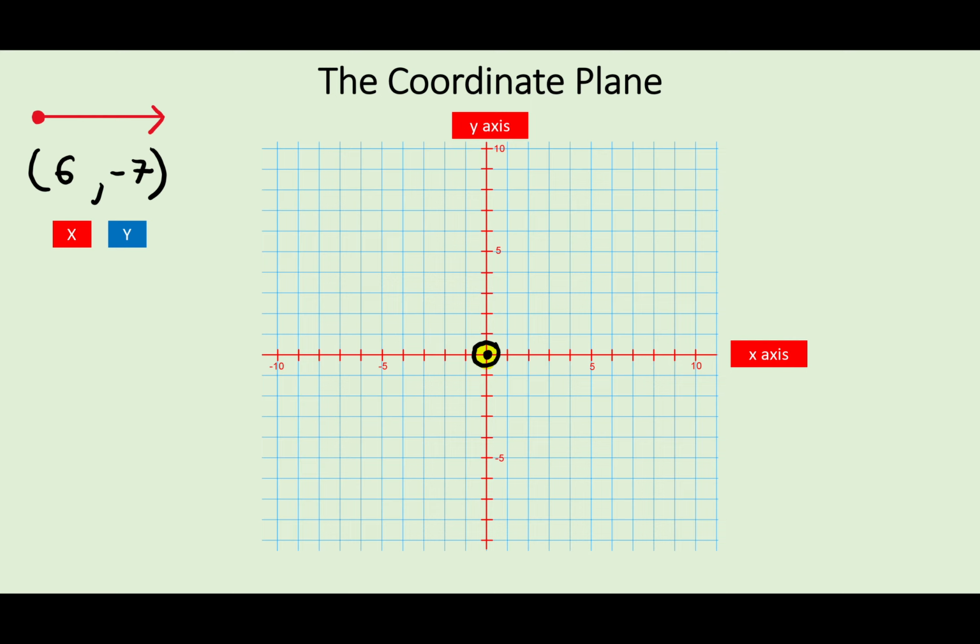Another example. Let's do 6 comma negative 7. Well, my 6 is positive, so starting at the origin, I'm going 6 to the right. And then I'm going to go negative 7, so 7 down. And that's my point. Another one. Let's say, as the final example, negative 3 comma negative 5. Well, I'm going to go 3 to the left, since it's negative. And then I'm going to go 5 down, since it's negative. And that's my point. I hope this helps.